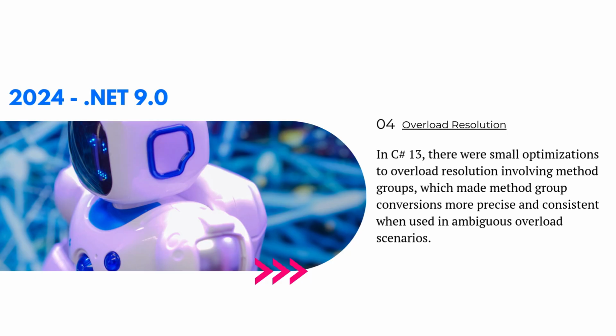In C# 13, there were small optimizations to overload resolution involving method groups, which made method group conversions more precise and consistent when used in ambiguous overload scenarios.